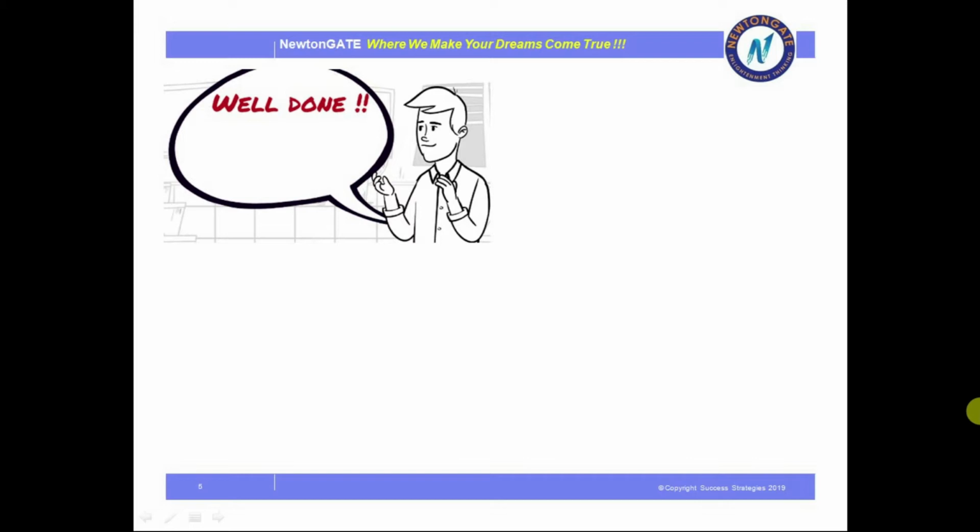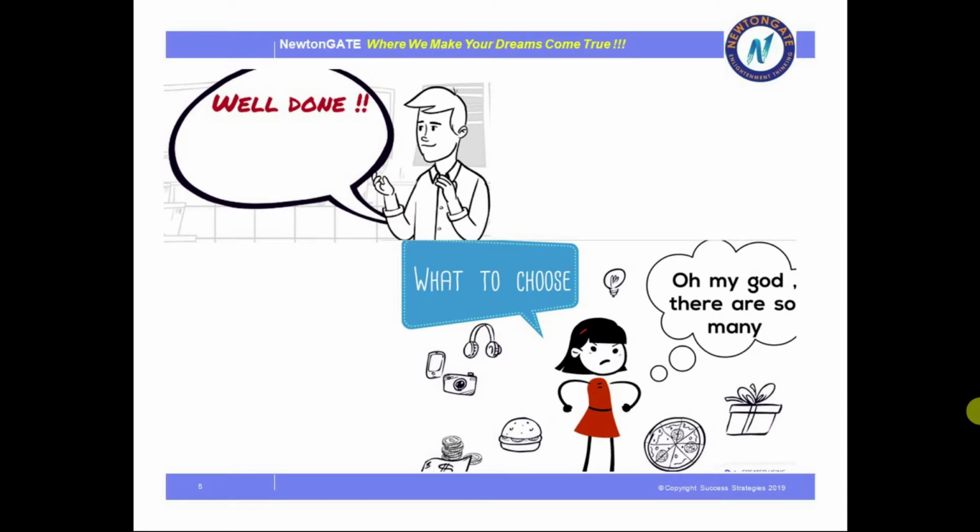Seems like a very difficult choice for Natasha. Let us see what Natasha has decided to ask her dad. Oh my God, she seems utterly confused. There are gifts, there is a favorite pizza, burger, a mobile phone, a headphone. Oh God, there are so many. What to choose? What is Natasha going to choose? Let us see.